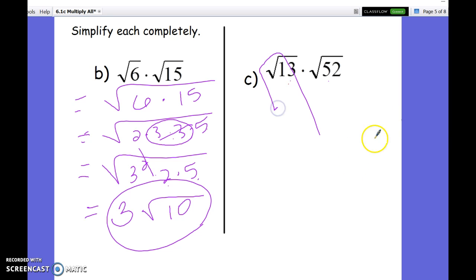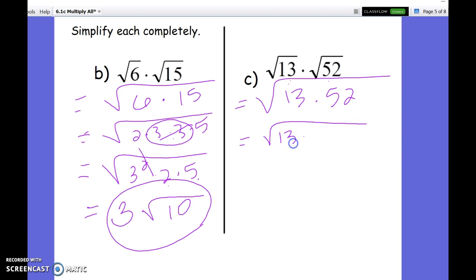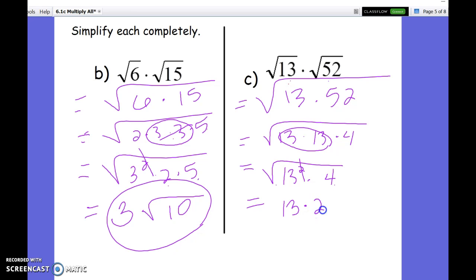Let's try another one. So the square root of 13 times the square root of 52. Let's combine that into one radical. So 13 times 52. If we multiply that out, we get a really big number, so let's just try to factor it first. Well, 13, that's prime. 52, we could actually write as 13 times 4. Look here, we have a group of 2 right here. So we could write this as the square root of 13 squared times 4. Well, the square root of 13 squared is just 13. The square root of 4 is 2. Since 13 and 2 both came out of our radical, or out of jail, we could multiply them to get 26 as our final answer.